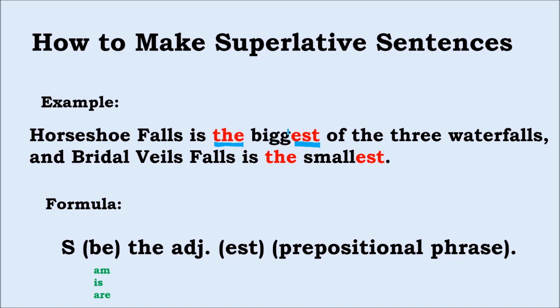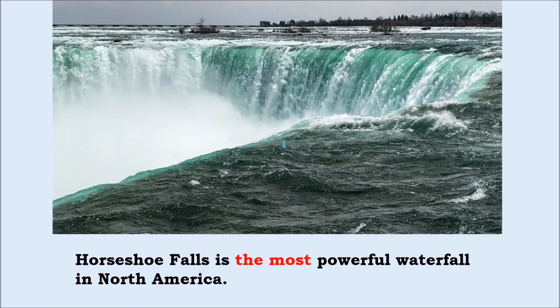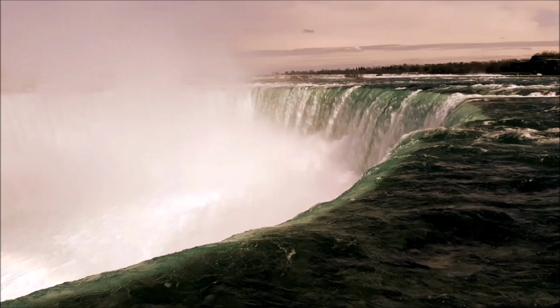Now look at this. The extra G here is used because it's a short adjective with a short vowel. The vowel sound is I. It's a short vowel and one syllable, therefore double the consonant after it. Horseshoe Falls is the most powerful waterfall in North America. Let's take a look at its power.